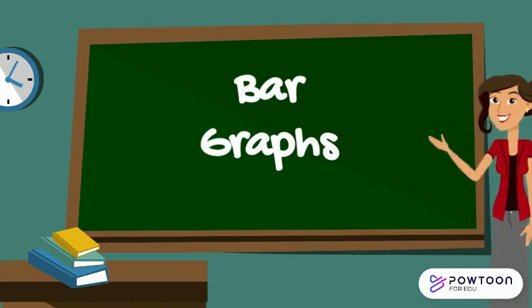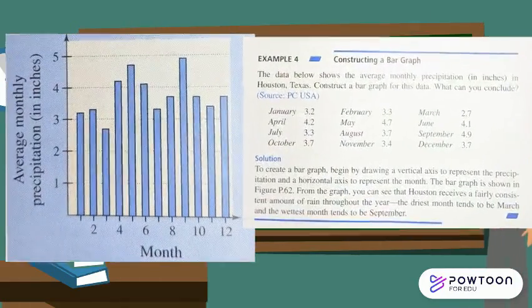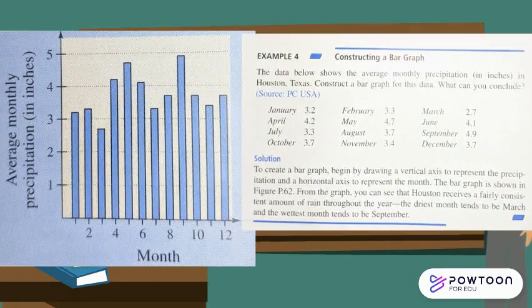We can create bar graphs, and this graph represents the average monthly precipitation in Houston, Texas. And if you'll notice, the bars are separated along a number line.